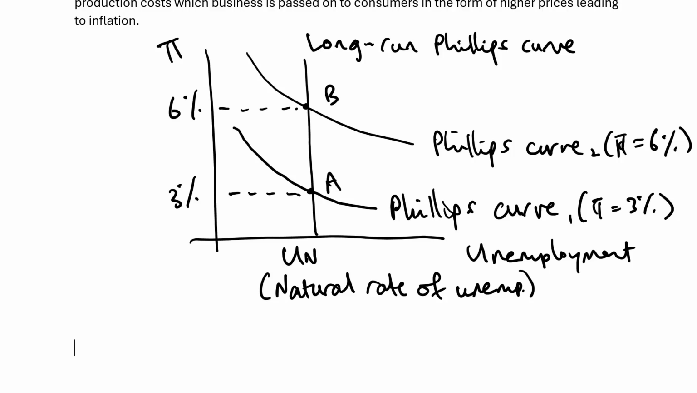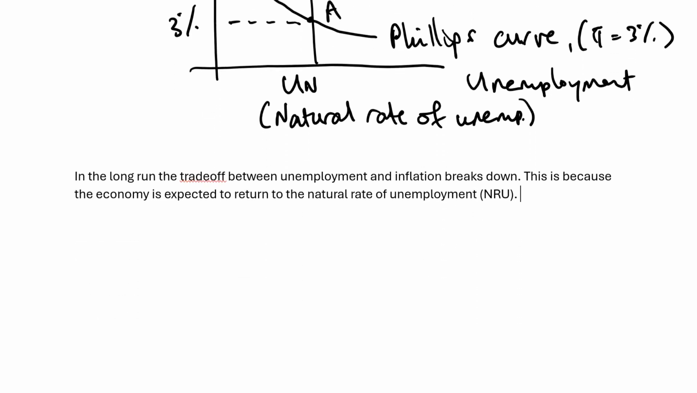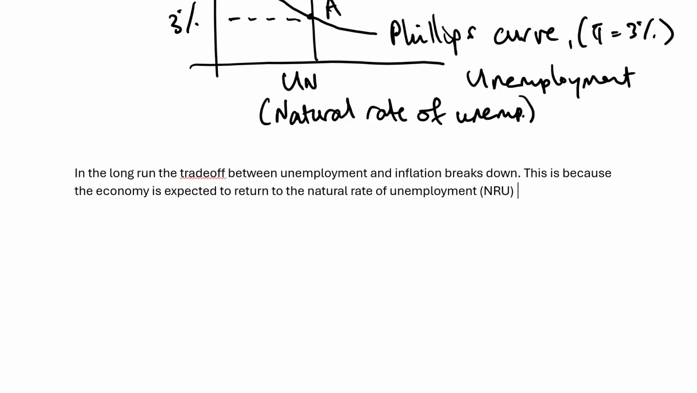In the long run, the trade-off between unemployment and inflation breaks down. This is because the economy is expected to return to the natural rate of unemployment, sometimes abbreviated to NAIRU, or we've got different abbreviations, but sometimes it's just referred to as NRU, which is the rate consistent with full employment when the economy is in long-run equilibrium.